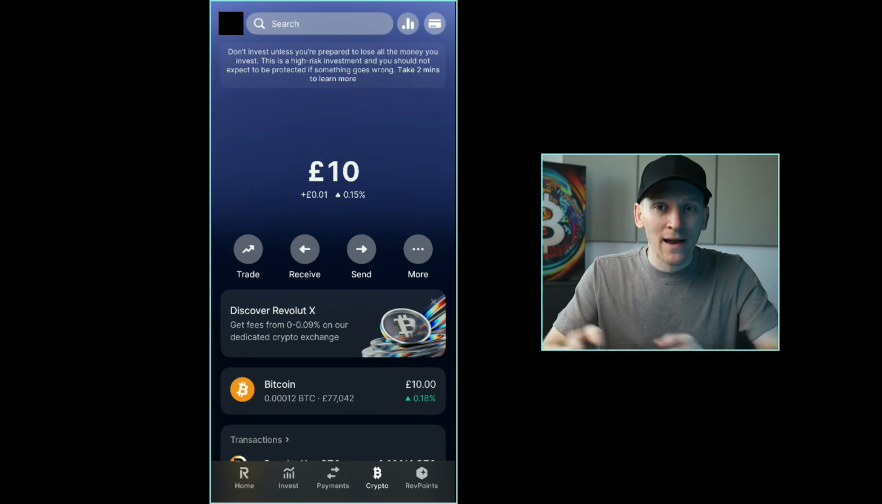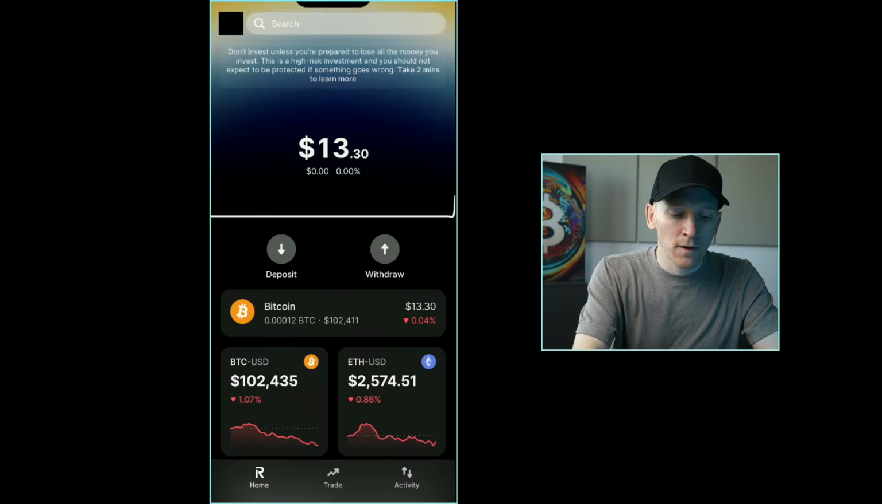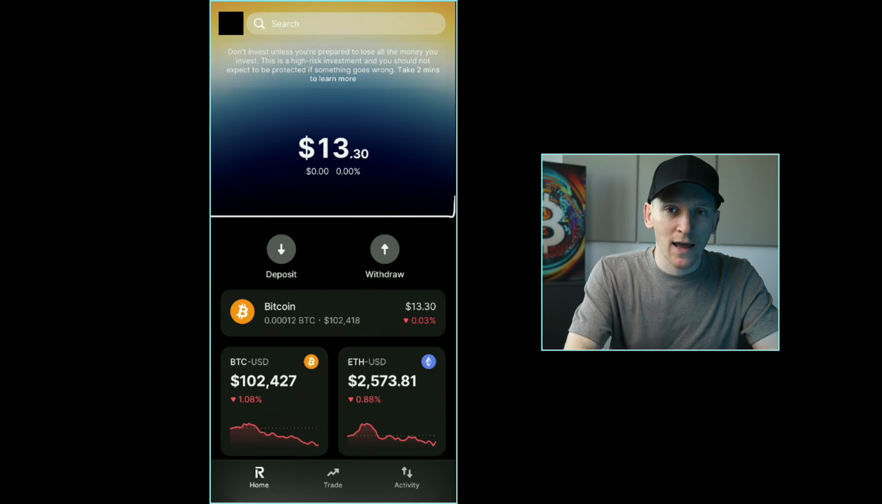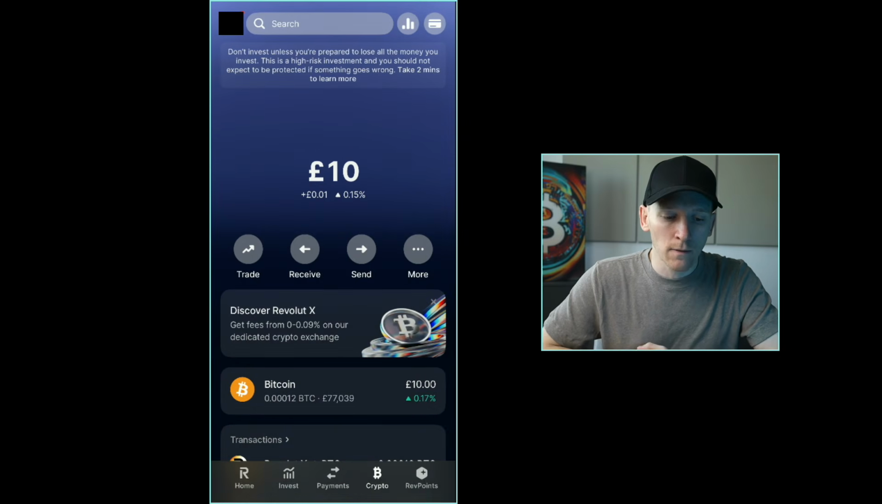But if you want to send this back into Revolut X to trade it out for those cheaper fees, what you have to do is go back into Revolut X, press deposit, and then deposit crypto. You see the balance here that you can deposit in. You can trade it out and then move the cash back if you want to sell out back into Revolut if you want. From here though, I'll show you sending this balance out to a different person or a different wallet.